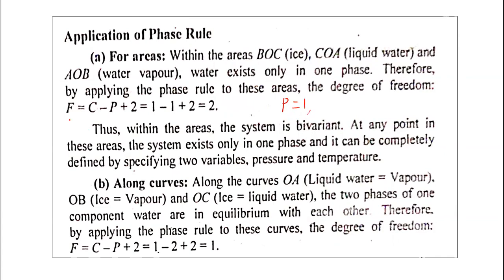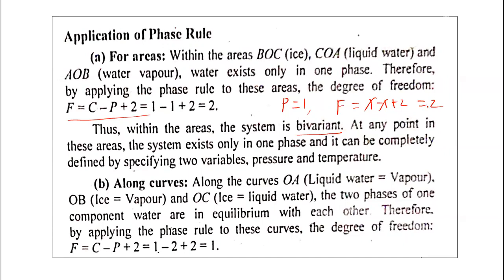By using the phase rule, F equals C minus P plus 2, because we have to apply the phase rule here. Water is a one-component system. So we can write the degree of freedom F for areas as C minus P plus 2, so F is equal to 2 here. So within the areas the system is bivariant, because F equals 2. When F equals 2, the system is called bivariant. When F equals 1, the system is called monovariant. When F equals 0, the system is called invariant or non-variant.